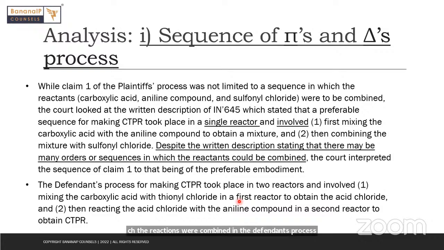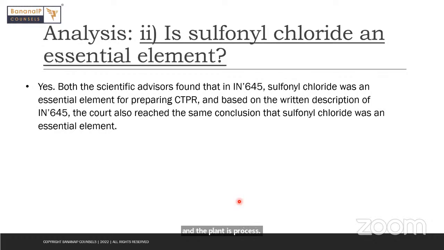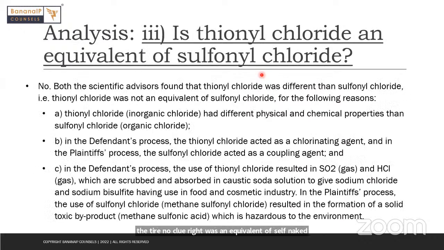Secondly, the court then looked to see whether the sulfonyl chloride in the plaintiff's patented process was an essential element. That is, whether it was necessary for the manufacture of CTPR. And here, based on the written description of the patent and also based on the advice from the scientific advisors, the court found that yes, sulfonyl chloride was an essential element. So the next step for the court was to check whether the thionyl chloride was an equivalent of sulfonyl chloride. So here, the court basically gave deference to the opinion of the scientific advisors.